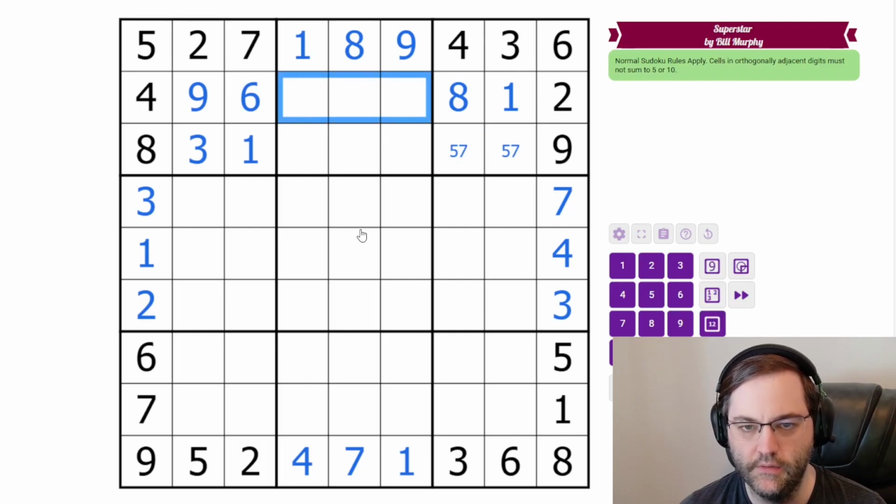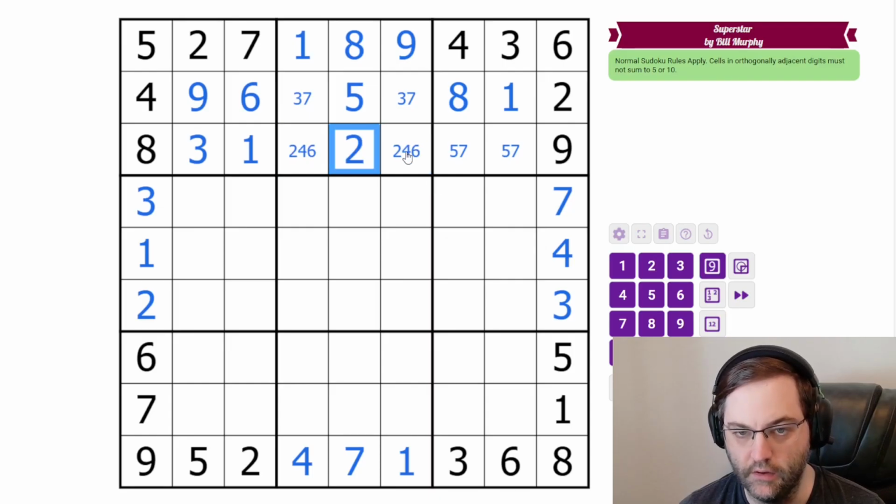Let's look at these cells, not 2, 3, 5, and 7. 3 and 7 again can't go next to each other, so this is 5. No problems with 3, 7 there. These are 2, 4, and 6. 4 and 6 can't go next to each other here, and the 4 can't go next to the 1.